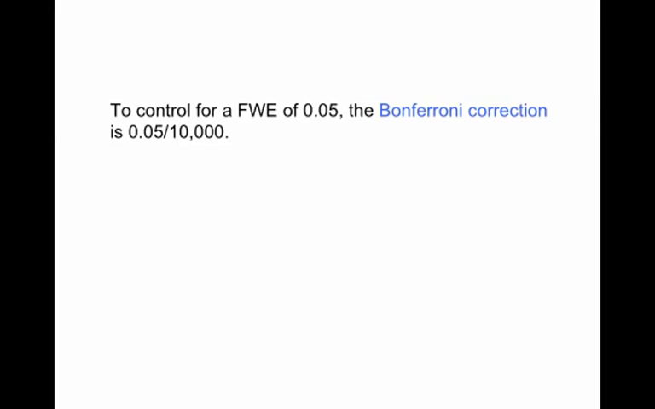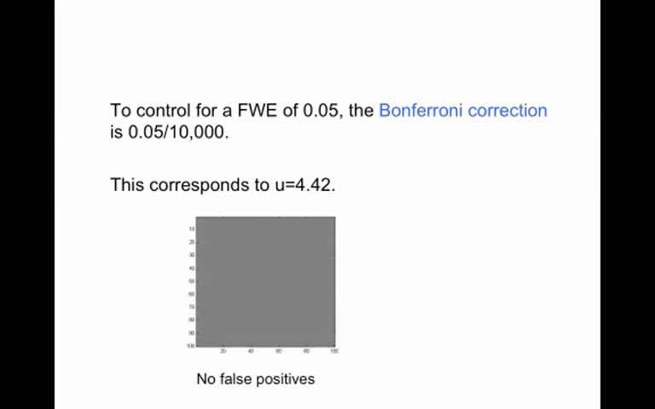Now, in order to control the family-wise error at 0.05, the Bonferroni correction states that we should threshold each individual test using 0.05 divided by 10,000. So this corresponds to a threshold of u equal to 4.42. If we threshold every voxel using this particular value, then we get no false positives at all. So basically, we correctly see that there's no activation going on in this kind of cartoon image.